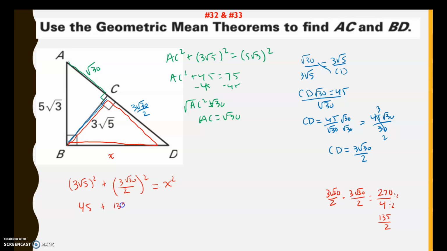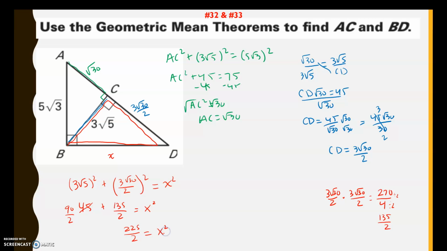So I'm going to get 135 over 2. Keep it in fraction form, and that's going to be equal to X squared. The reason I keep it in a fraction is because the directions said to simplify the radicals, so we want to keep it in rad form, which means we don't want decimals. That means I have to change this 45 so I can add these together. Instead of 45, I'm going to say 90 over 2, so I have a common denominator. Now when I add these, I get 225 over 2.